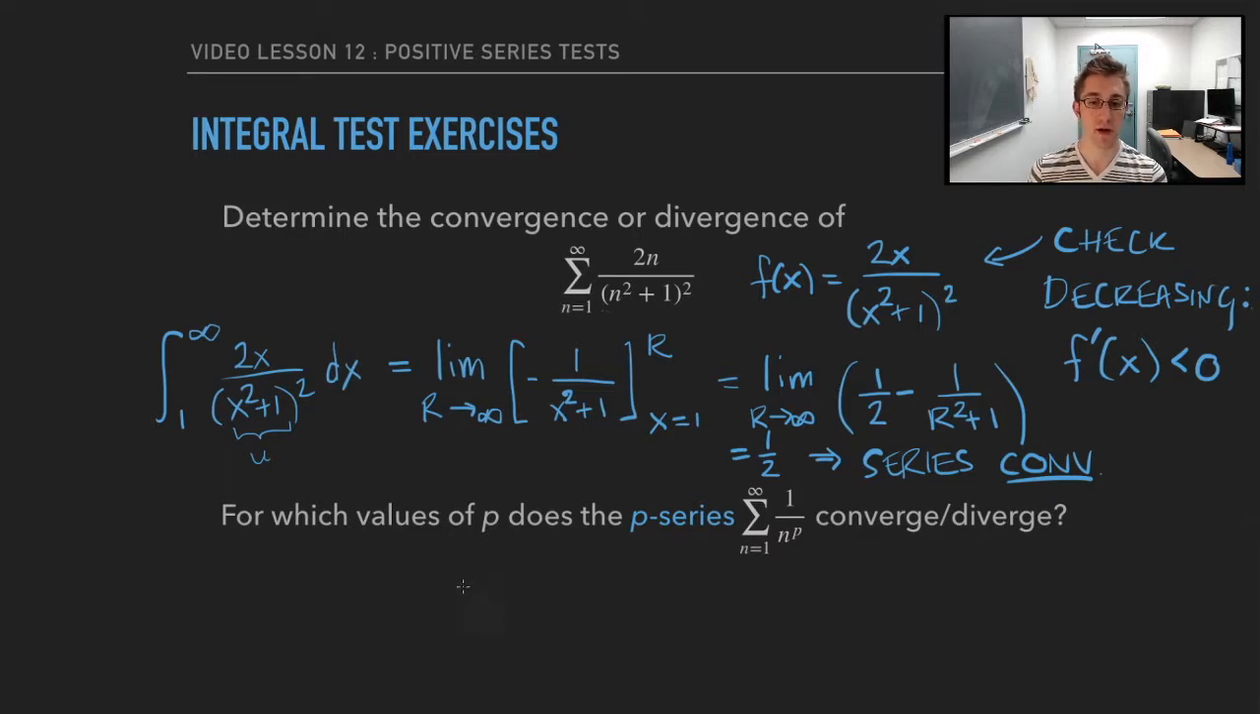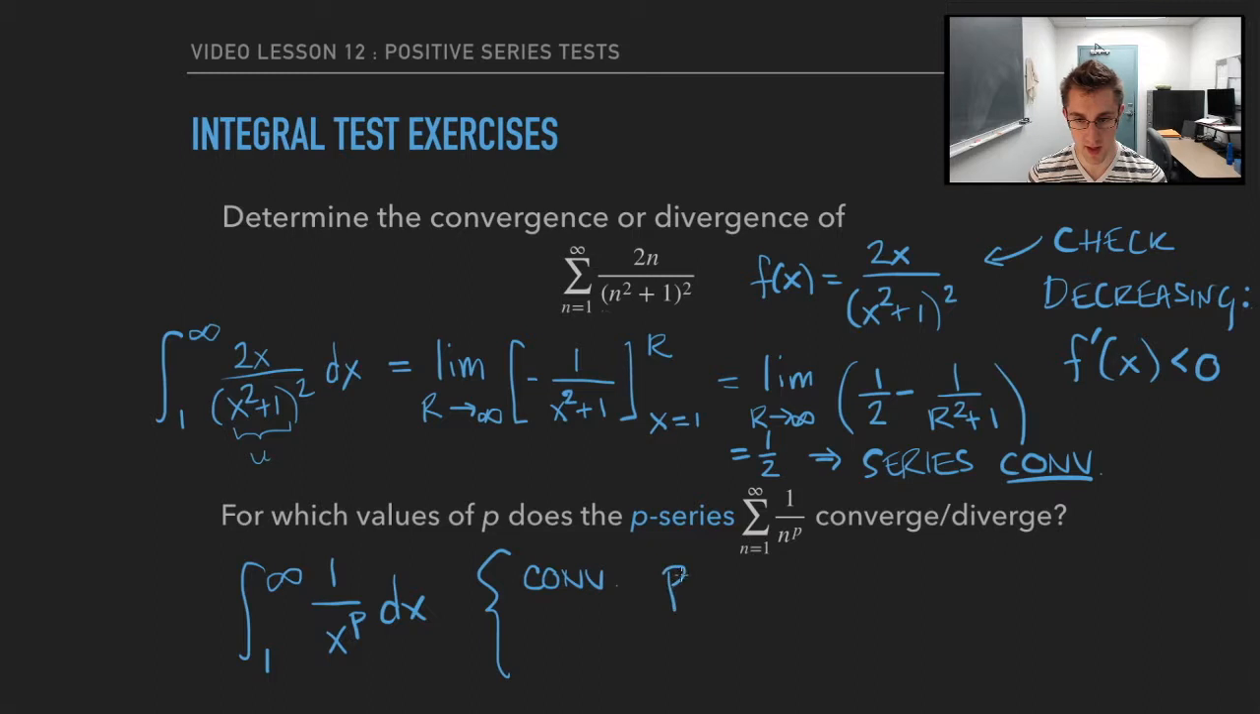Next problem, for which values of p does the p-series, which is 1 over n to the p, converge or diverge? So this is just like the harmonic series, we just look at the integral from 1 to infinity of 1 over x to the p dx. And this converges if p, remember this is from a previous lesson, is greater than 1 and diverges if p is less than or equal to 1.